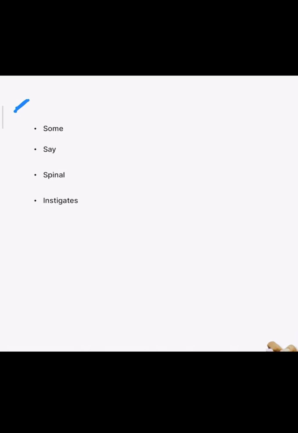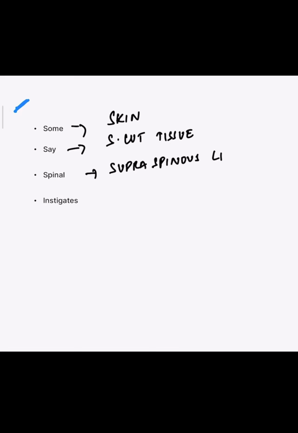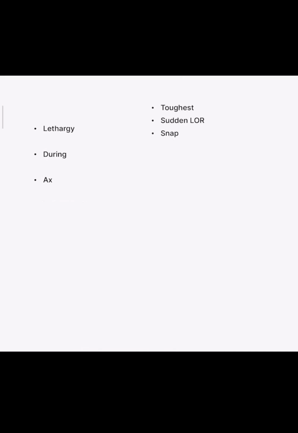Some say spinal instigates lethargy during anesthesia. Is it so difficult, guys? No. Some say spinal instigates lethargy during anesthesia. Some means what? S stands for skin. Next S stands for subcutaneous tissue. Next S stands for supraspinous ligament. Next I stands for interspinous ligament. Next, lethargy.